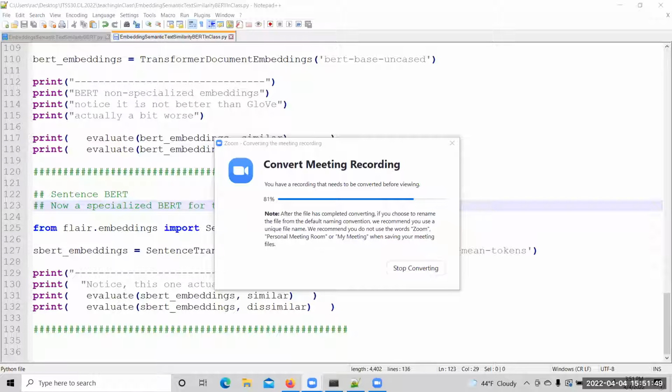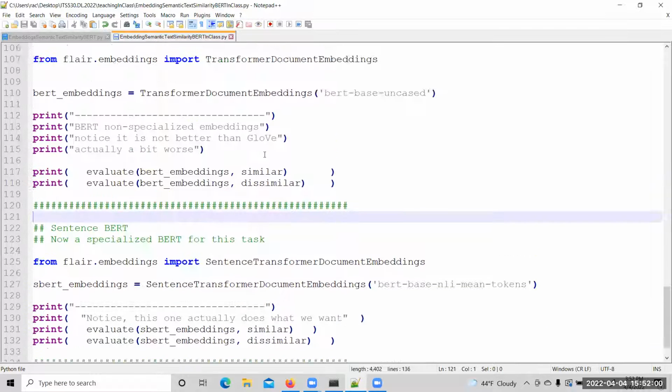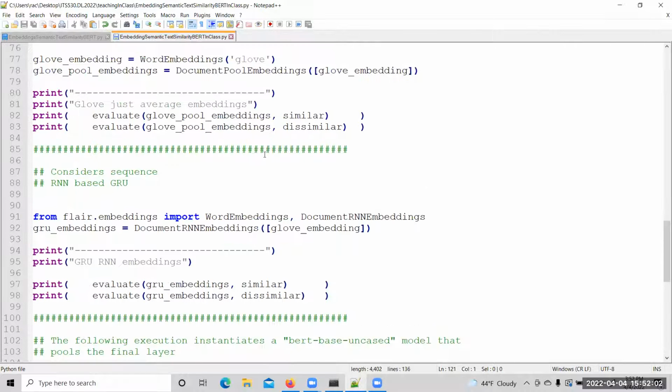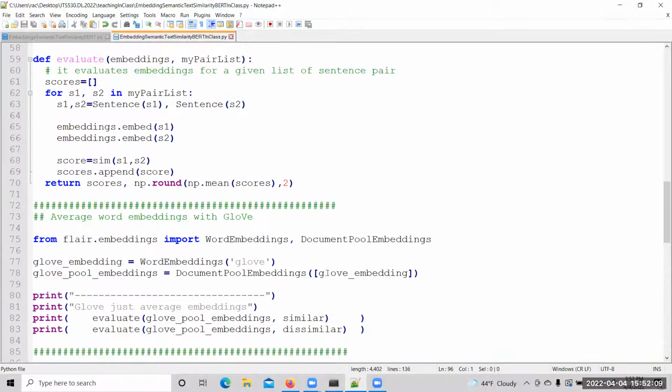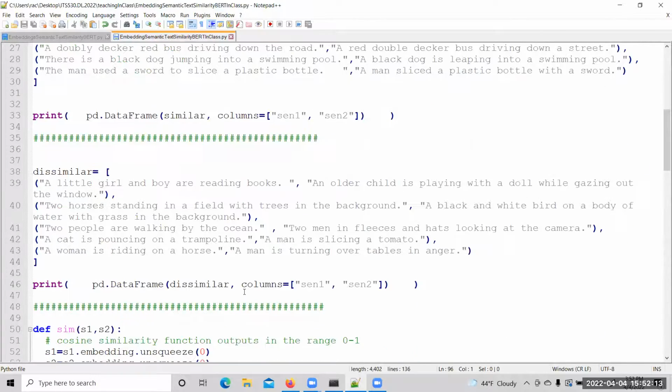All right, so this is part 2 of our discussion of sentence embedding for semantic similarity. So we've looked at 4 methods. You should be seeing the code right now. We looked at 4 methods for comparing similar and dissimilar sentences.